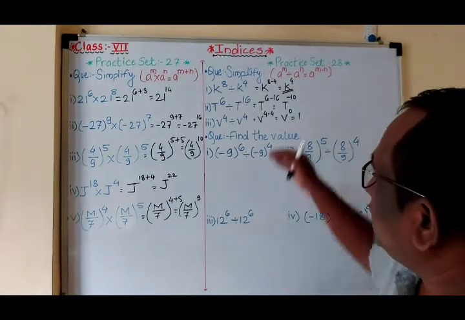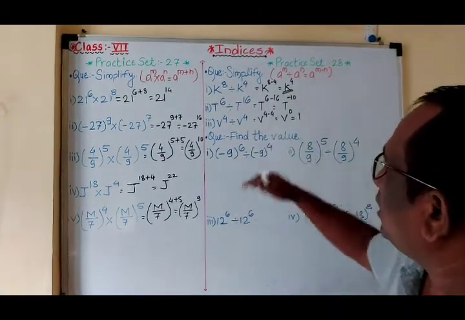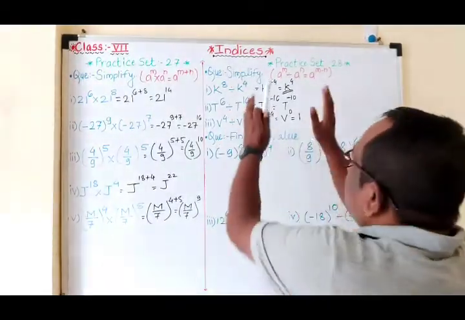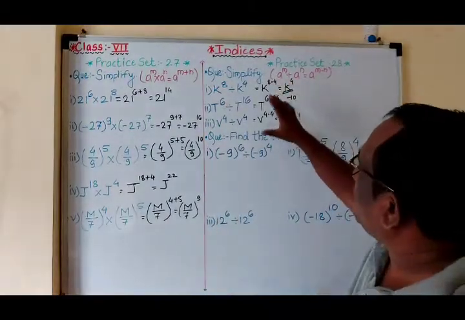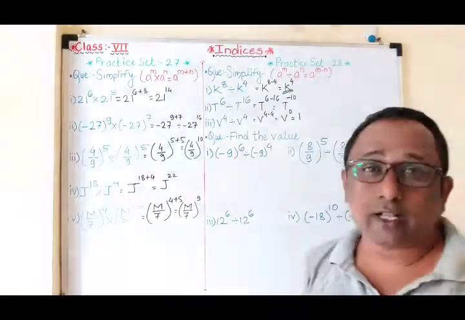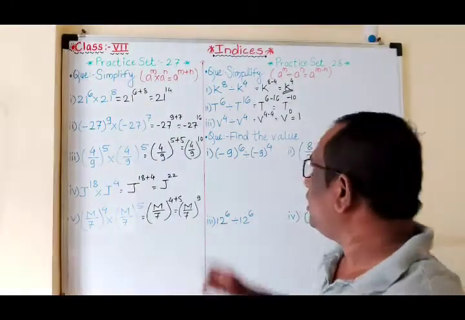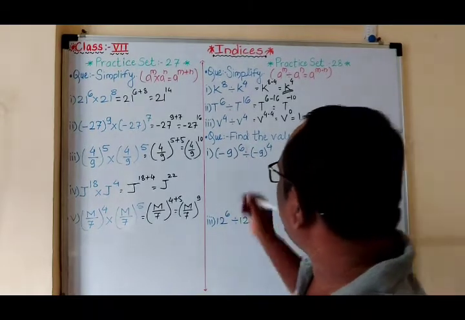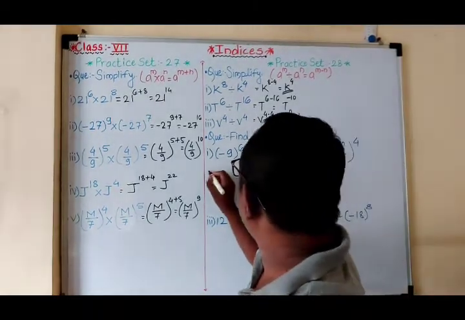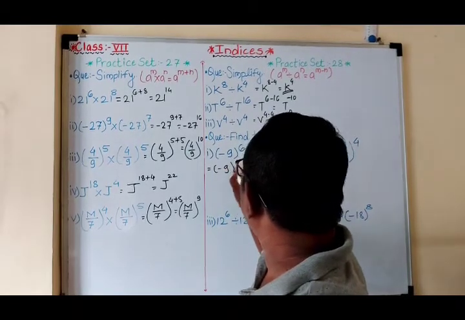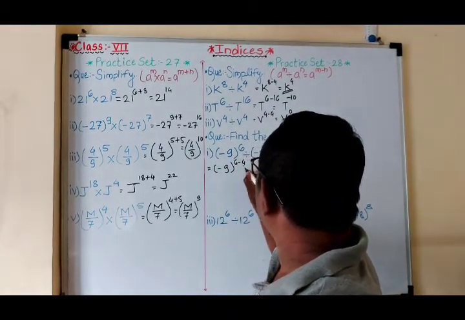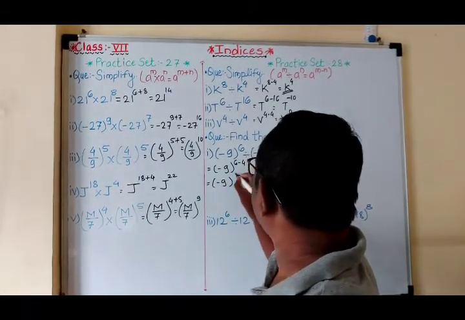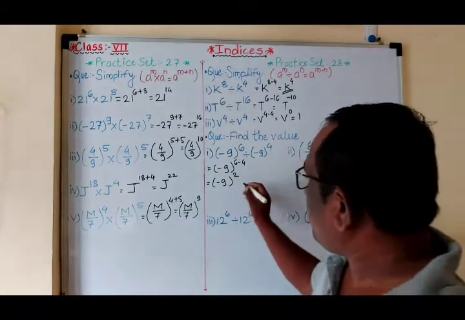Okay, now students, here is the second question, find the value. So this is also very simple. Same as here, whatever we solved like this we have to solve, but one more step we have to add, that we have to find the value. How? Look here, minus 9 raised to 6 divided by minus 10 raised to 4. So according to the rule, we have minus 9 raised to 6 minus 4, which is equal to 2. So now we have to find the value.